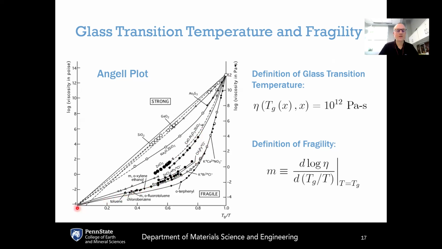And what Angell found is that if he extrapolated all these curves for all these different systems to the limit of infinite temperature, they all appeared to pass through a common point, which corresponds to 10 to the minus 4 poise, or 10 to the minus 5 Pascal seconds if we read off of the right-hand axis.